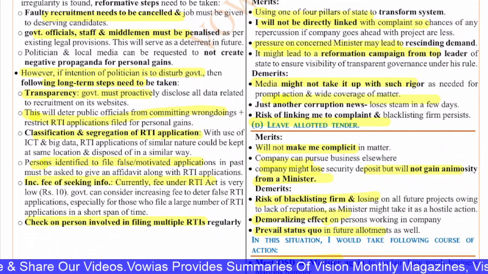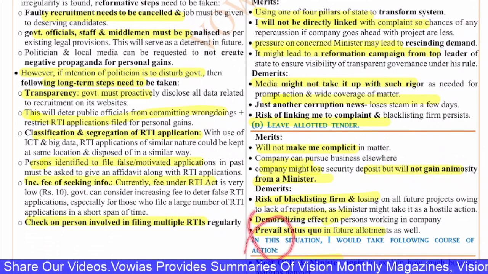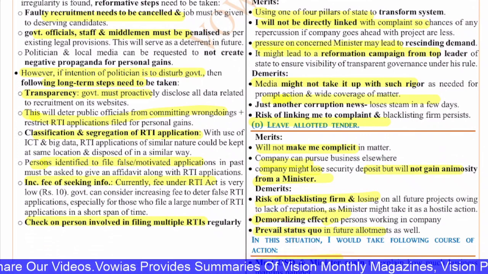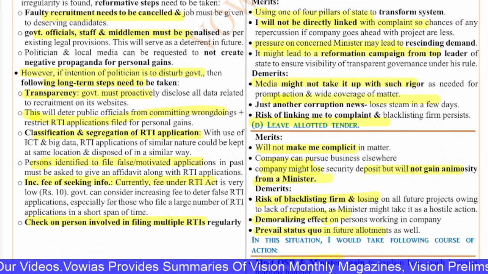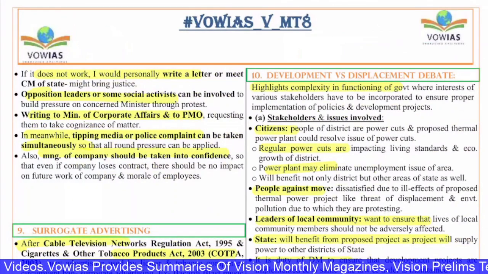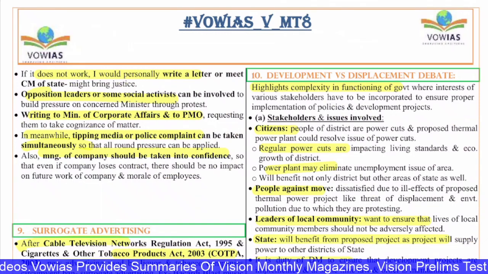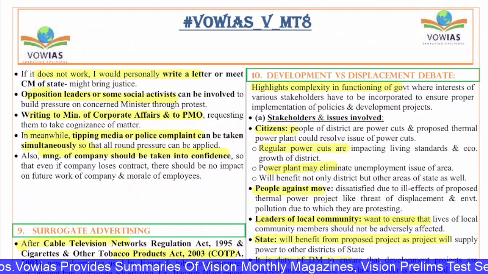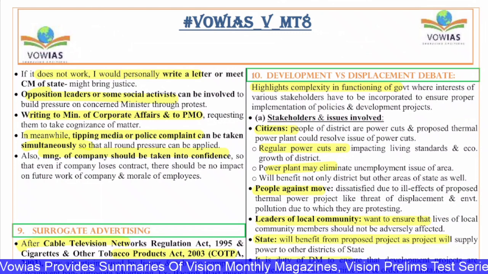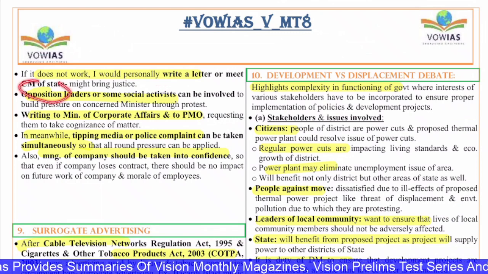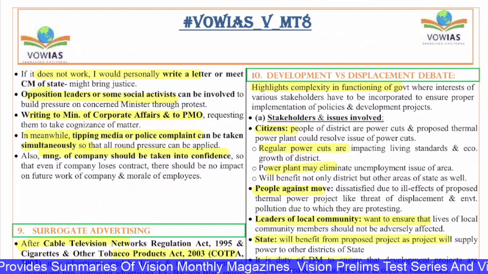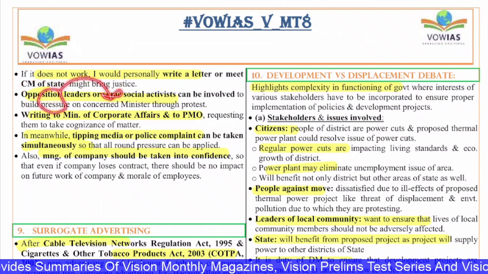So now what is the best course of action in such conditions? Meet the OSD and minister again to explain how much the business margin will be hampered, and if it doesn't work, write a letter personally to the chief minister of the state to bring justice. Also, opposition leaders or some social activists can be involved to build pressure on the concerned minister through protest.